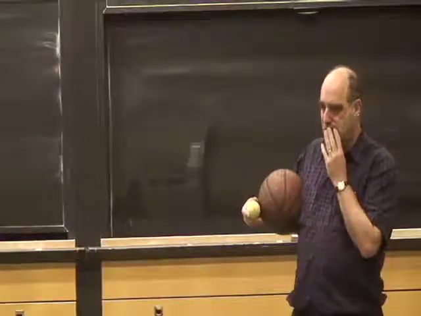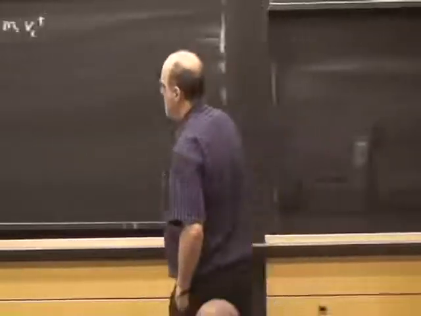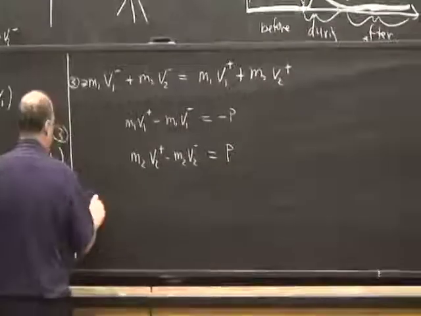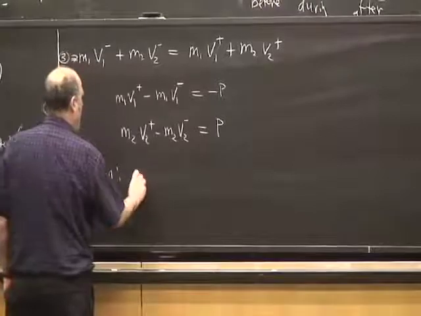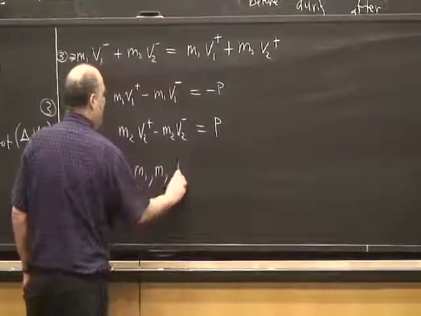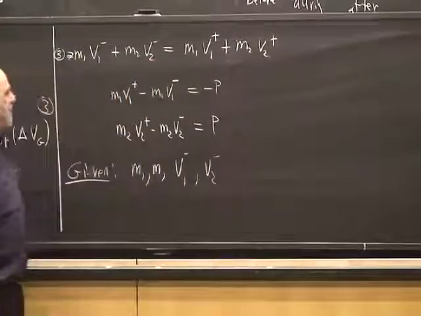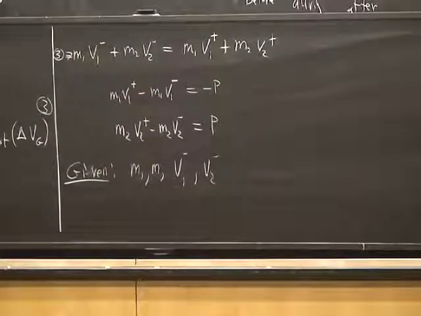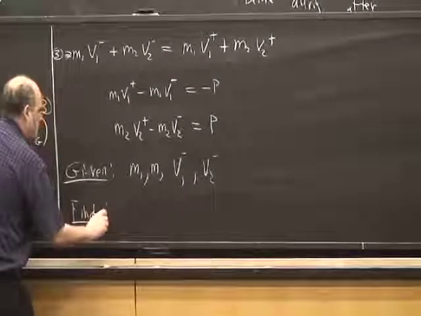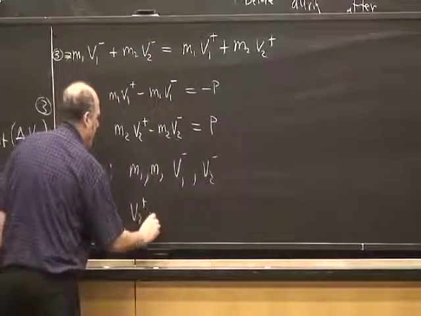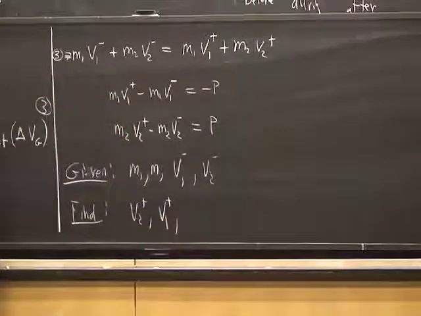Yes or no? Well, what do you think of as given, and what do you think of as not given? You're given the masses, and you're given the speeds beforehand, and from that, can we figure out what happens afterwards? We want to find V2 plus and V1 plus. Let's say we just want to find these two things. Can we find them?